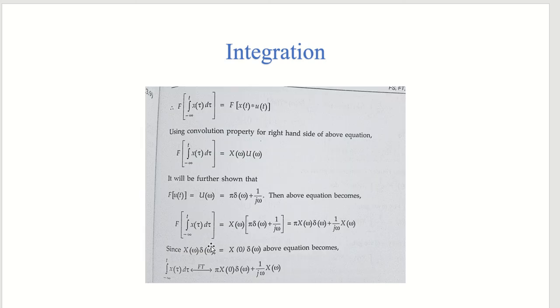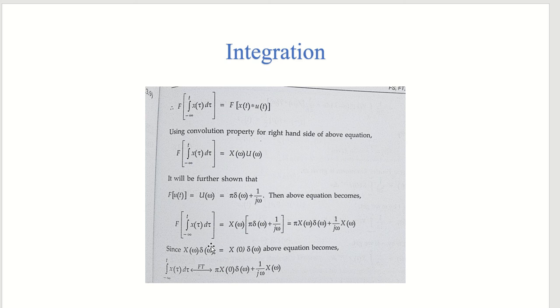Now we are taking the Fourier transform of this integration. When we take the Fourier transform of this integration, we already know what happens with the convolution property, which we stated a minute ago. So what will happen? We will use this convolution property, and by using it, we will get the multiplication of X of omega into U of omega, right? The unit step signal will also get a Fourier transform.